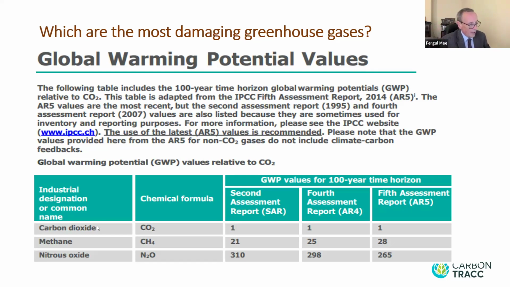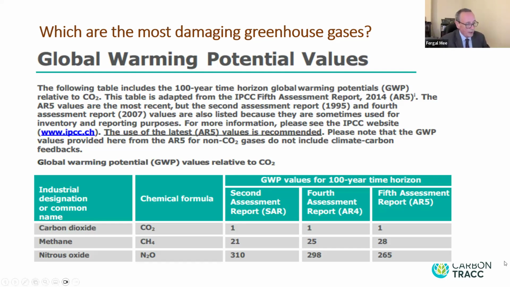Methane, 1 carbon, 4 hydrogens. You can see that has increased in intensity or global warming potential from 21 to 25 to 28. It's still 28 under the 6th assessment report. As the science becomes more clear and our understanding increases, the uncertainty levels reduce, although we never quite get rid of uncertainty in greenhouse gas work.